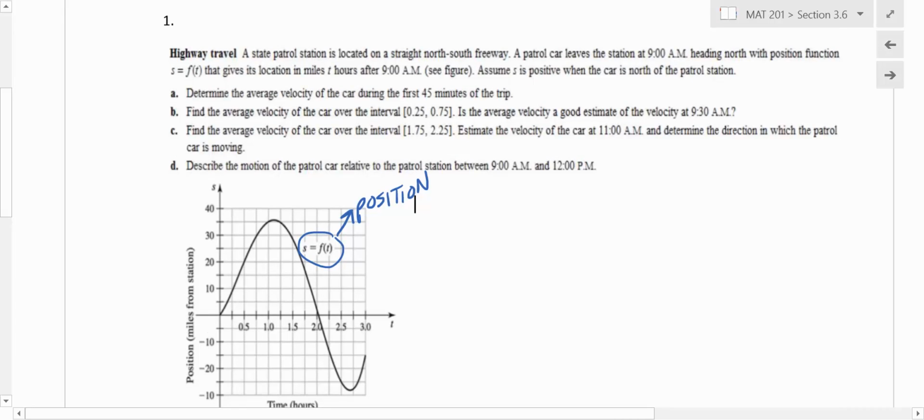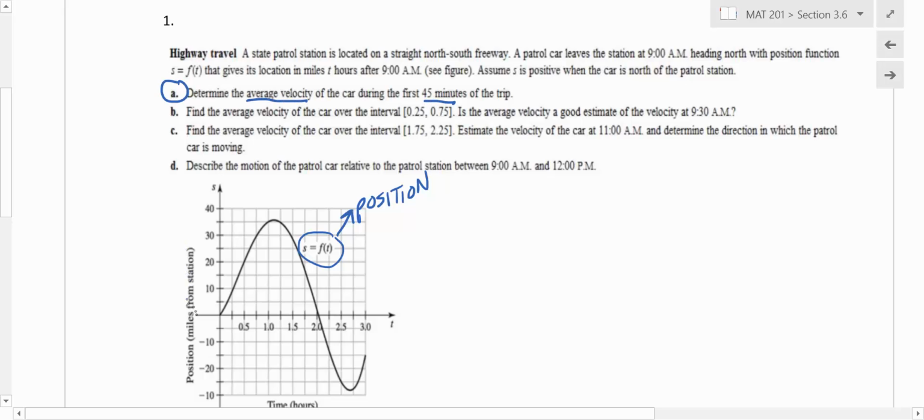It says the patrol car leaves at 9 a.m. It's heading north with this position function. The first thing I'm going to do is determine the average velocity of the car during the first 45 minutes of the trip.